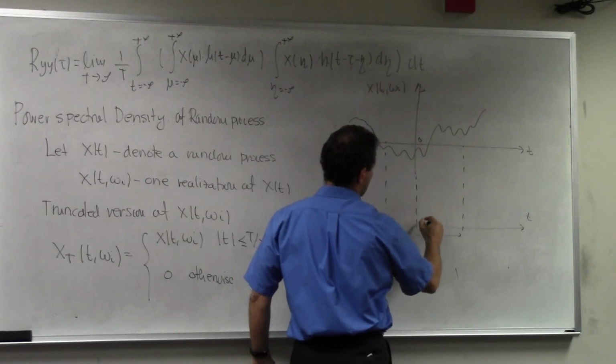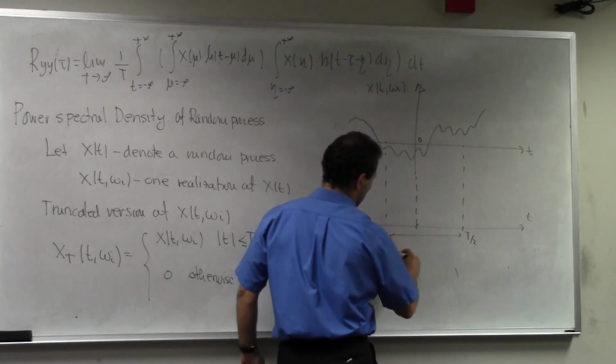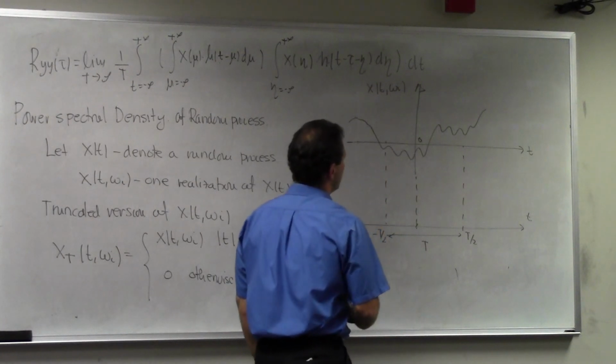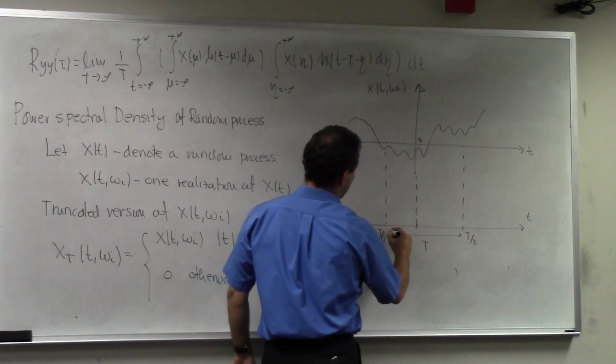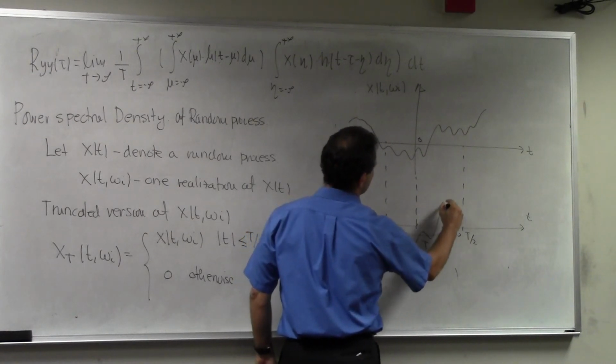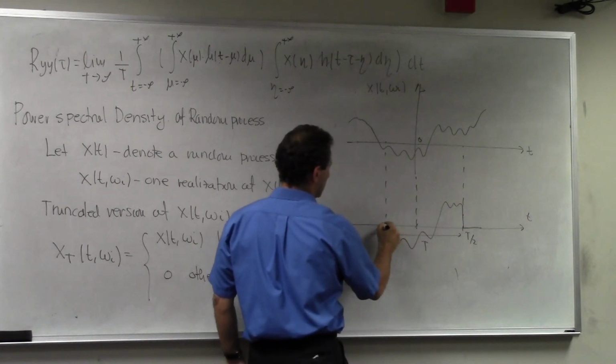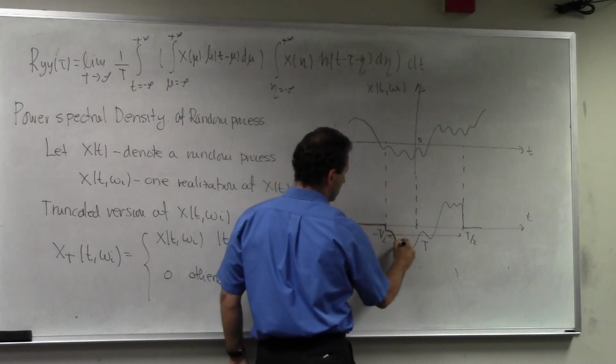So this is t over 2 minus t over 2, and the length of this is t. Within this interval, this process looks like the one upstairs, and then it dies. So this is a truncated version. You follow what I did?